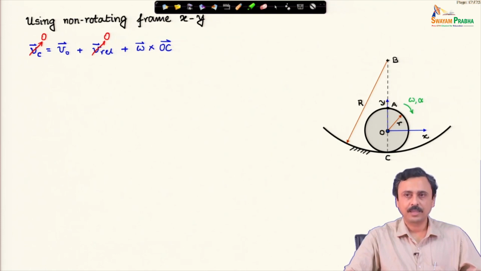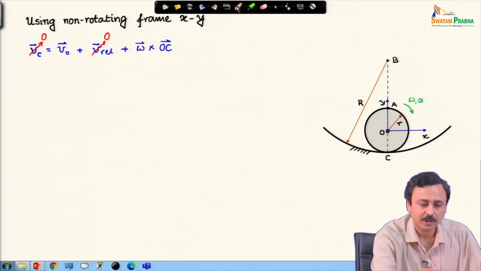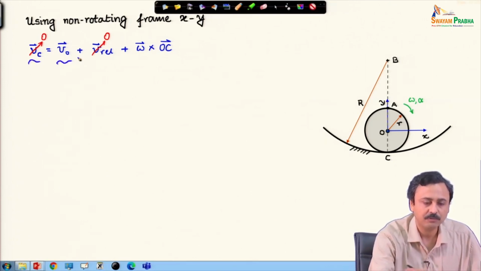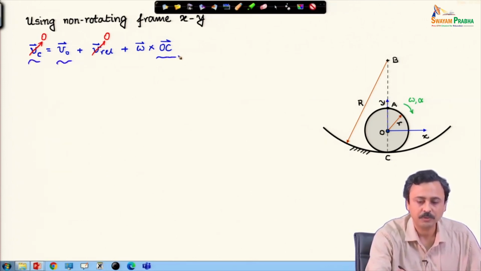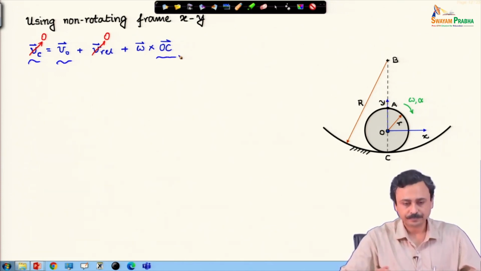V c, the velocity of point C which is in contact with the ground, its absolute velocity is definitely 0. It is V o plus V rel, which is 0 because O and C are on the same rigid body, plus omega cross O c. This is our expression. Remember, we are expressing the velocity of C in terms of the velocity of O. Therefore, this vector should go from that O point to C.